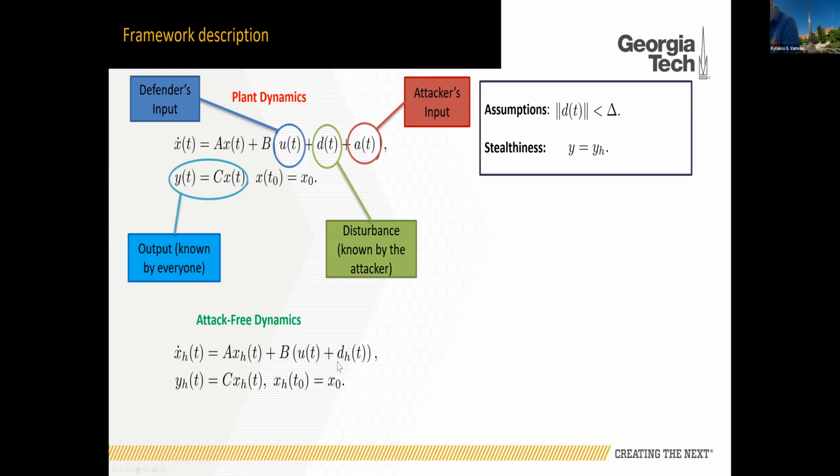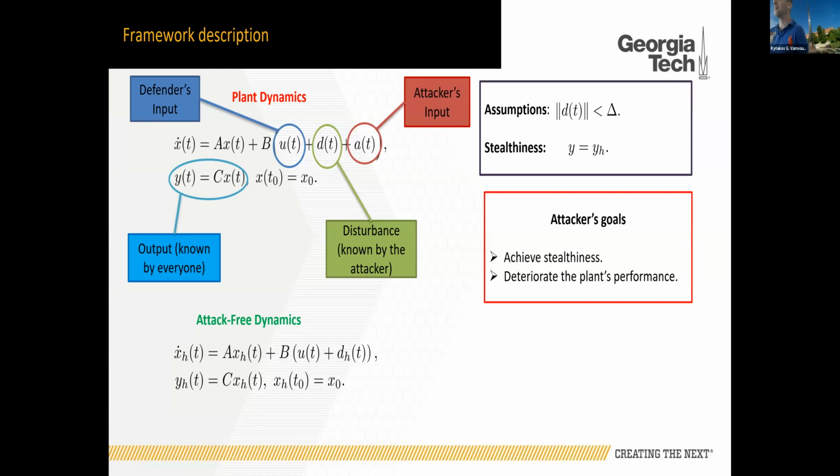You will see now that is why I differentiate A and D, because I want to consider attack-free dynamics. So where I can have my control input U and my D-hat, which is the disturbance, but it's not known by the U. The disturbance is only known by the attacker. Eventually I want these two systems, the plant dynamics of my actual system and the attack-free dynamics, to have y equals y-hat. So I want the attacker to put the input A such that eventually what the defender sees is y equals y-hat, and he can do that only by hiding under this bound of a disturbance. So let's see how we can do that.